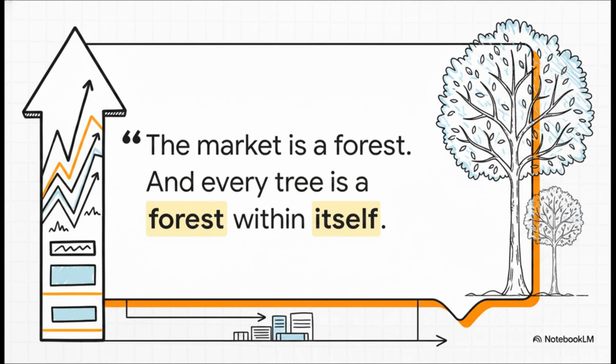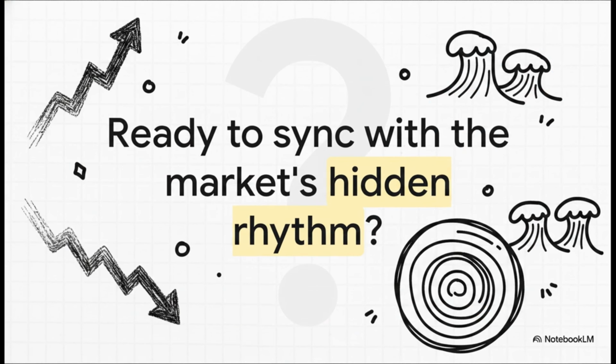As we wrap up this explainer, I really want you to consider this profound quote from our source text. The market is a forest, and every tree is a forest within itself. It perfectly sums up the nested, fractal nature of these market patterns. The massive overarching trends are made of smaller channels, which are made of even smaller waves. It is all beautifully connected. Trend lines draw the shape, cycles give you the timing, and waves show you the underlying psychology.